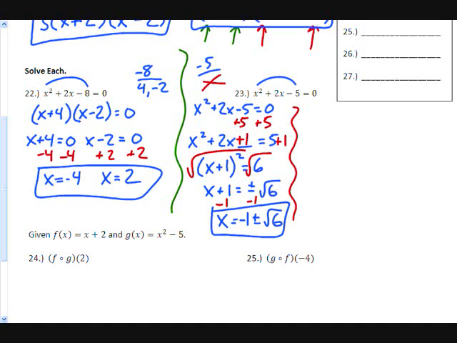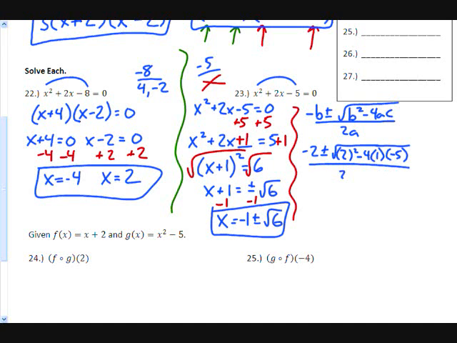That's one method for doing this. The other method would be to use my quadratic formula, the opposite of b plus or minus the square root of b squared minus 4ac all over 2a. So the opposite of b, that's going to be a negative 2 plus or minus the square root of 2 squared minus 4 times a, which is 1, times c, which is a negative 5, all over 2 times a, which is 1. So now I've got negative 2 plus or minus the square root. That's going to be a 4 plus 20.